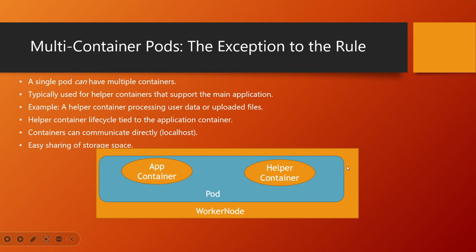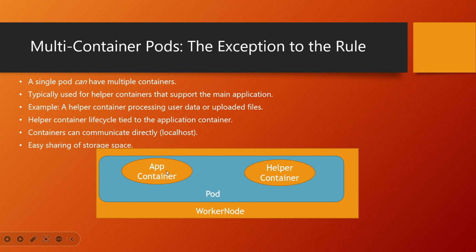So this is the architecture diagram that I'm going to explain now. This is your worker node. Inside this worker node, you have the pods. Inside the pod, you have multiple containers. One is the app container, which is the main container. The other one is the helper container. Let's say you are going to get some data from the app container, and the helper container wants to process that data. So in that case, in the same pod, you will have multiple containers, right? A single pod can have multiple containers, typically used for helper containers that support the main application.